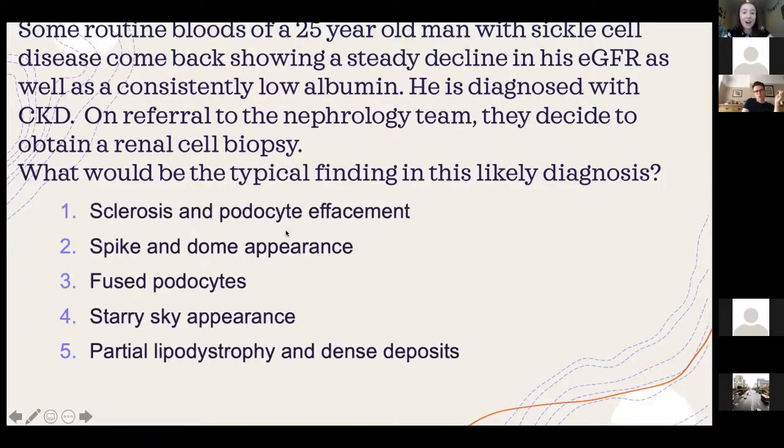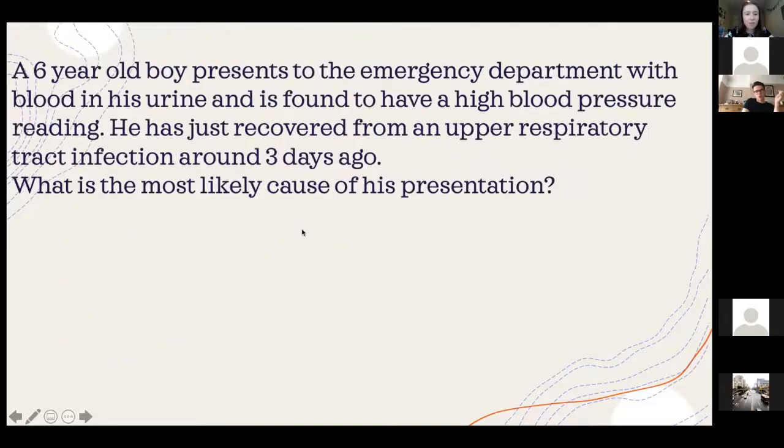This one is really hard. I thought I'd throw in the sort of buzzwords for the renal cell biopsies and immunofluorescence findings, just to try and get those points across. So I'll go through the answers now. So that the question one, I can go back to you guys submitting your answers there.